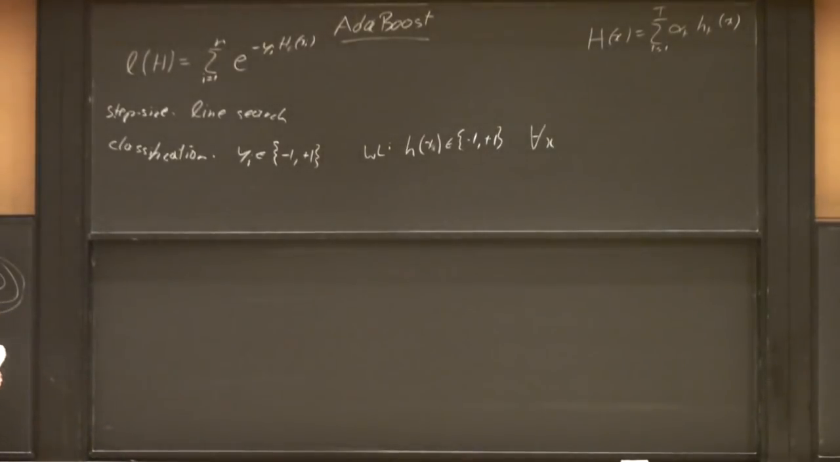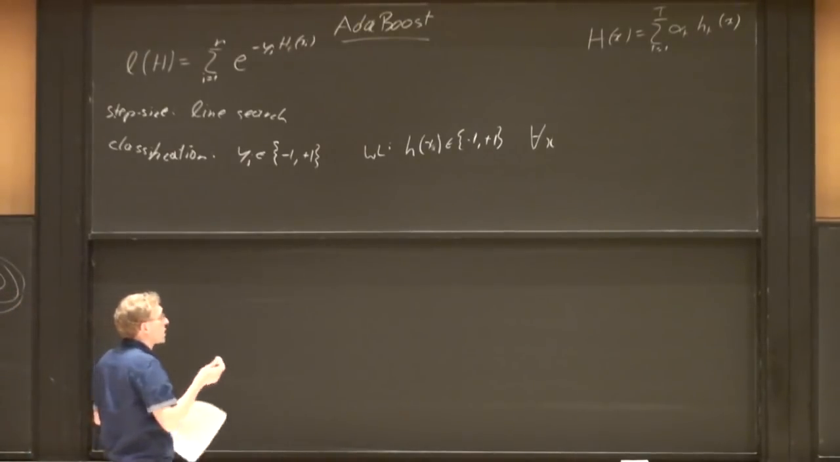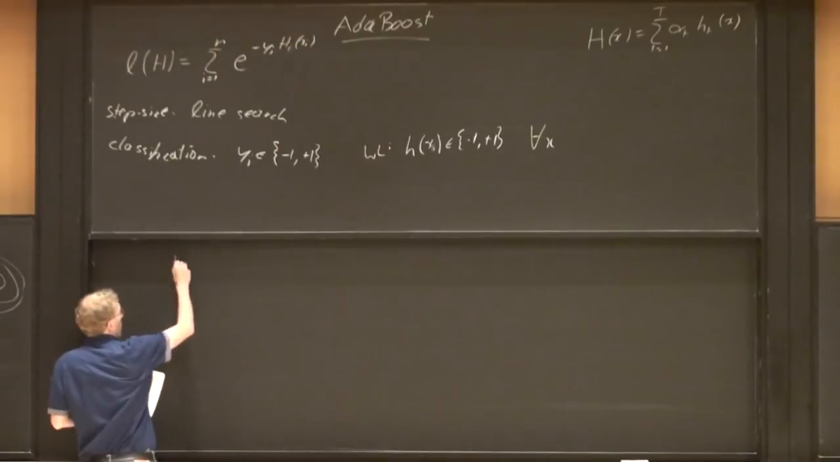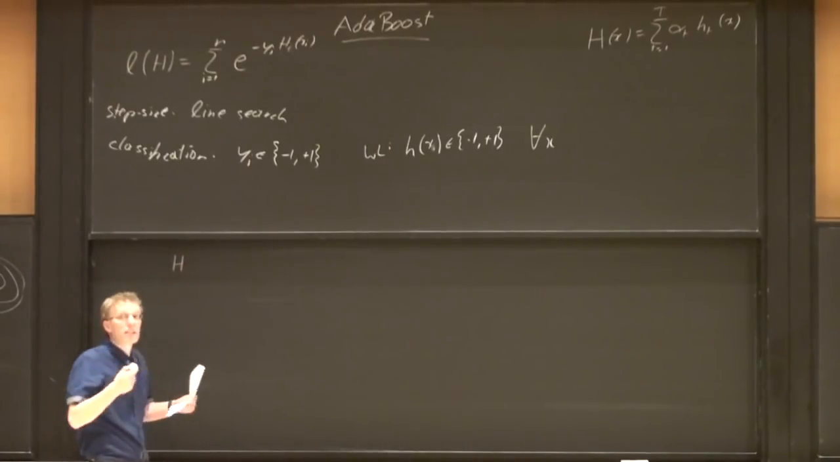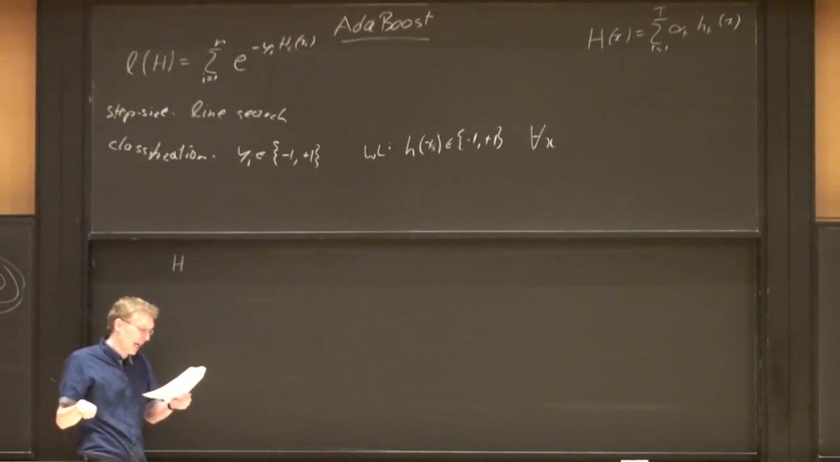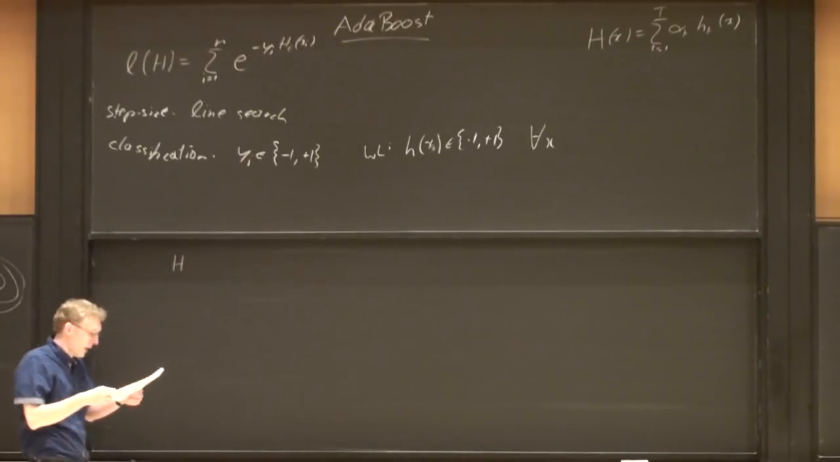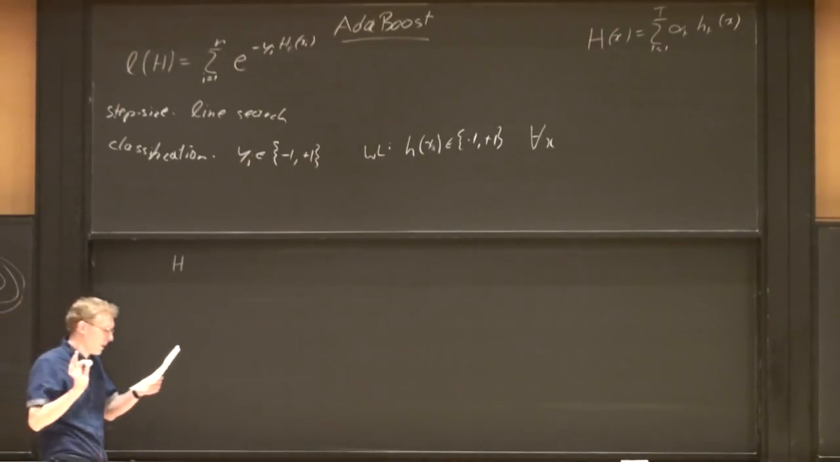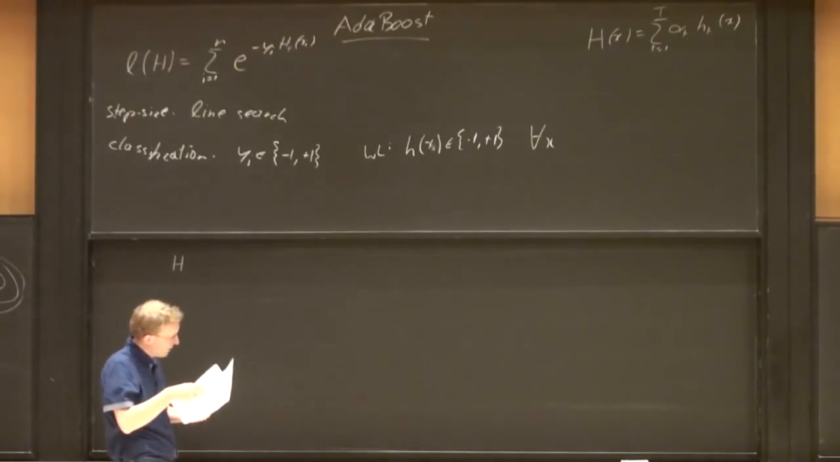So the first thing is we have to go through the same steps as last time. And that was, imagine we already have a function h. We want to know what is the next weak learner that we should get. Okay, so let's for now just assume, don't worry about alpha yet.